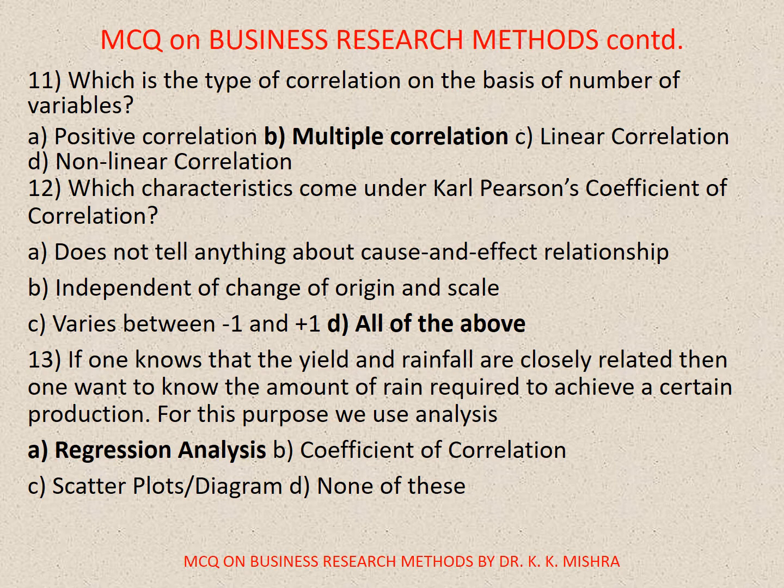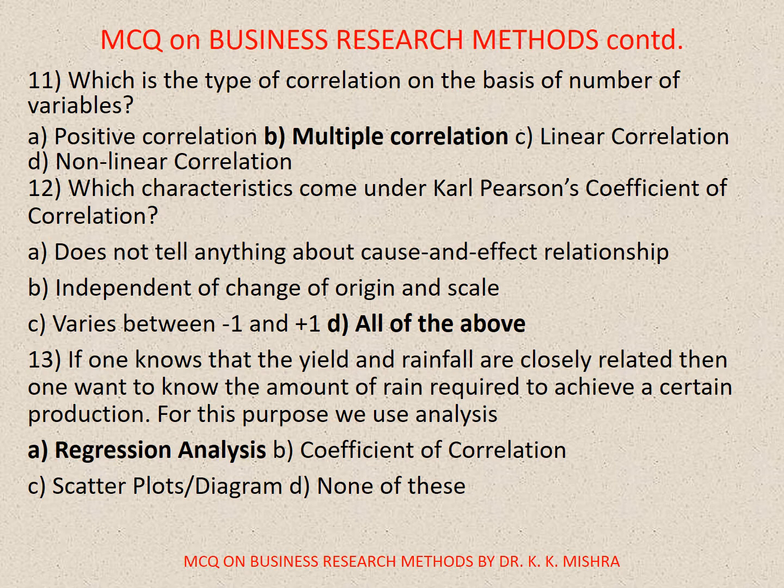Question number 12. Which characteristics come under Karl Pearson's coefficient of correlation? Options are A. Does not tell anything about cause and effect relationship, B. Independent of change of the origin and scale, C. Varies between minus 1 and plus 1, D. All of the above. Correct option is D. All of the above.